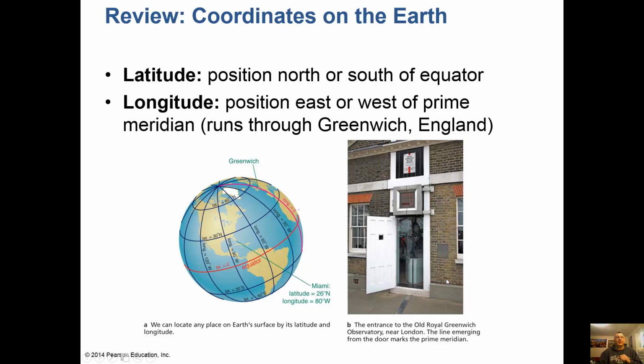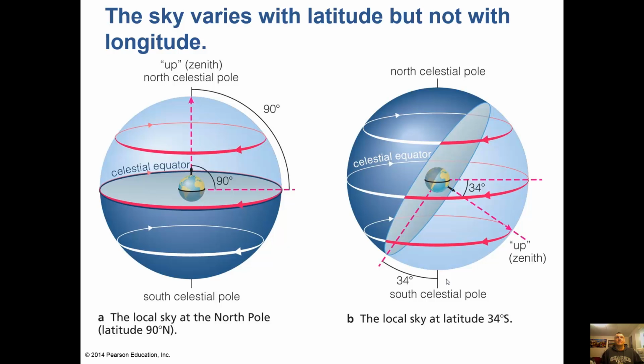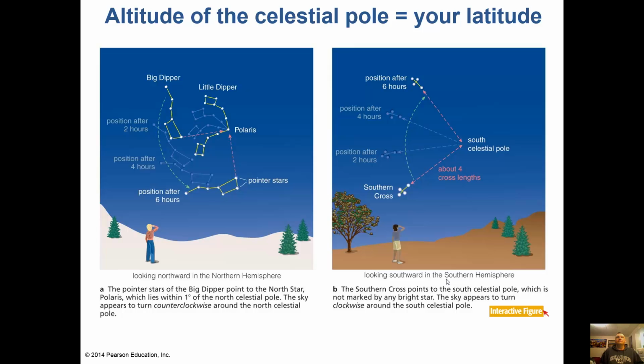It's the starting point, just like the equator is the starting point for north and south, the prime meridian is the starting point for east-west. And Springfield is about 93 degrees west on that. The sky varies with latitude, but not with longitude. Here's what I was saying about the pole star. However many degrees above your horizon the pole star is marks your location on the Earth.